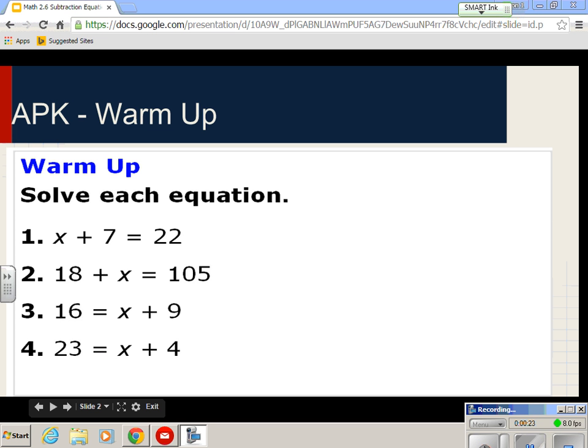Here's your warm-up for today. 4 questions. Should look very similar to what you did yesterday because that's exactly what it is. So go ahead and solve for x for each one. Come back when you're done. And don't forget to show your work.